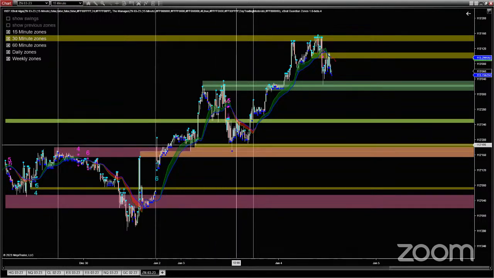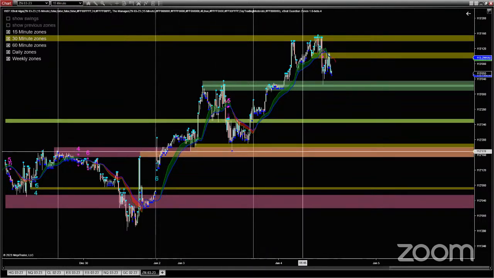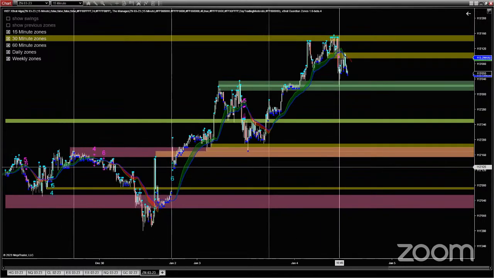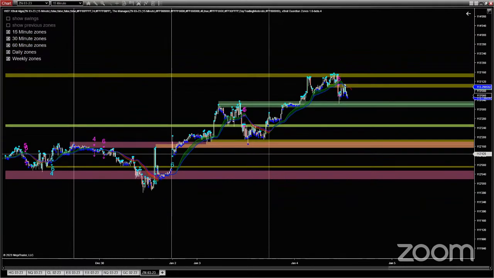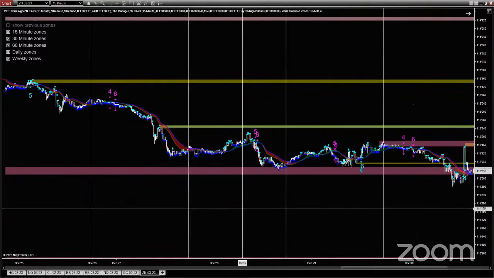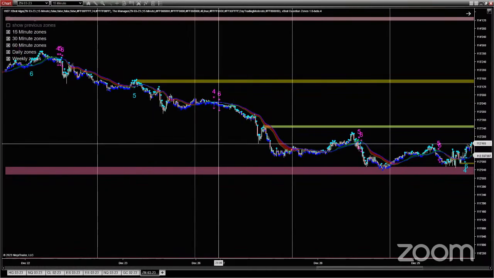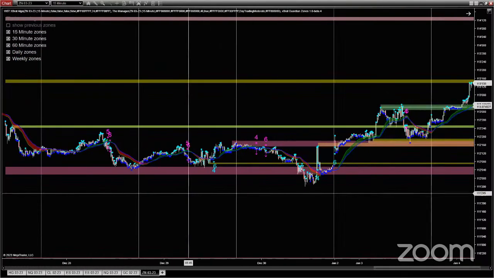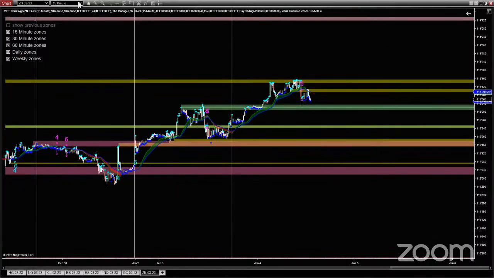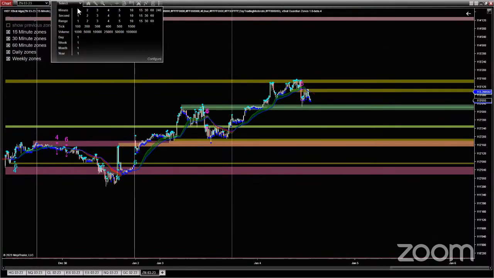This convergence means really, really strong. So that's convergence of multiple time frames, which are very, very strong support and resistance zones. You can see these are very, very sticky zones.